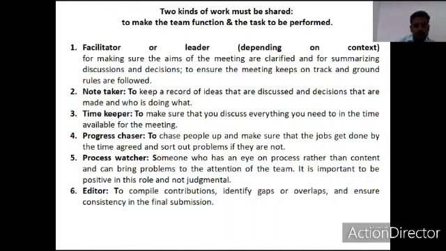And the fifth point is a process watcher. It means someone who has an eye on the process rather than the content, and can bring problems to the attention of the team. It is important to be positive in this role and not a judgmental one.